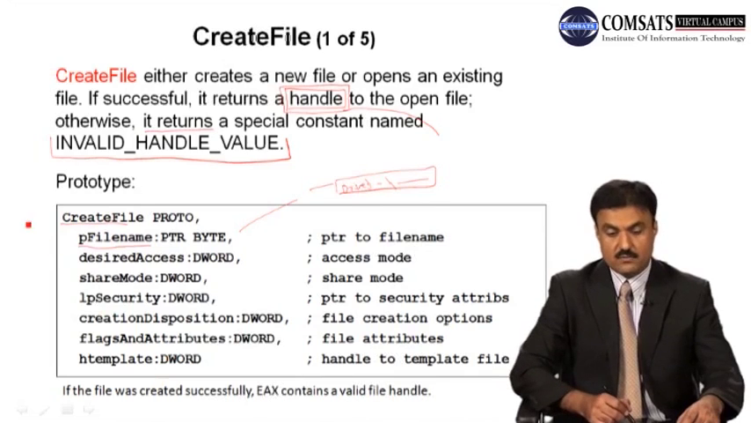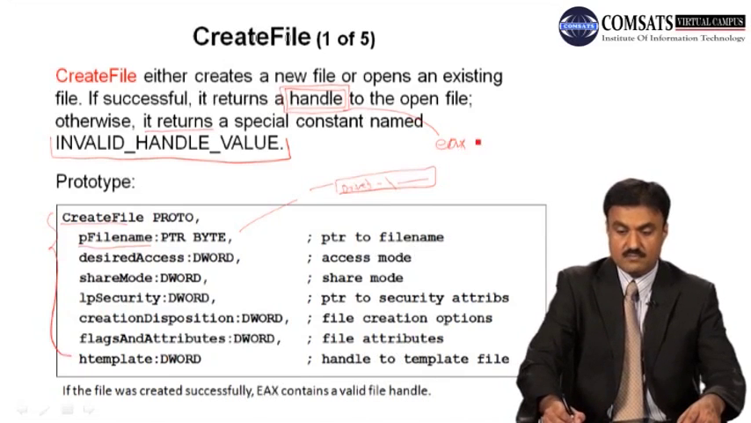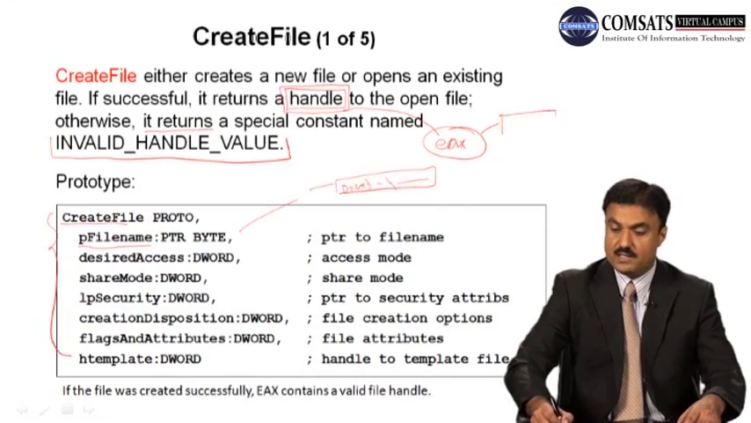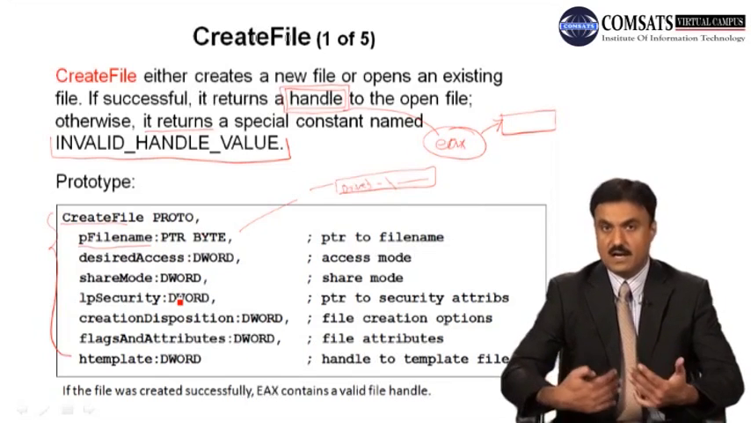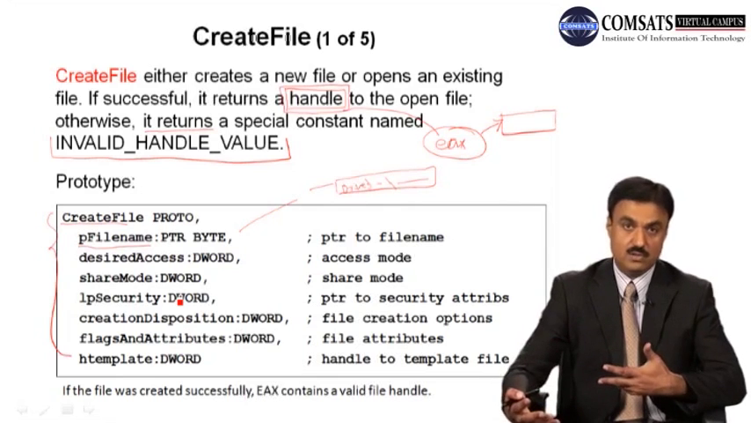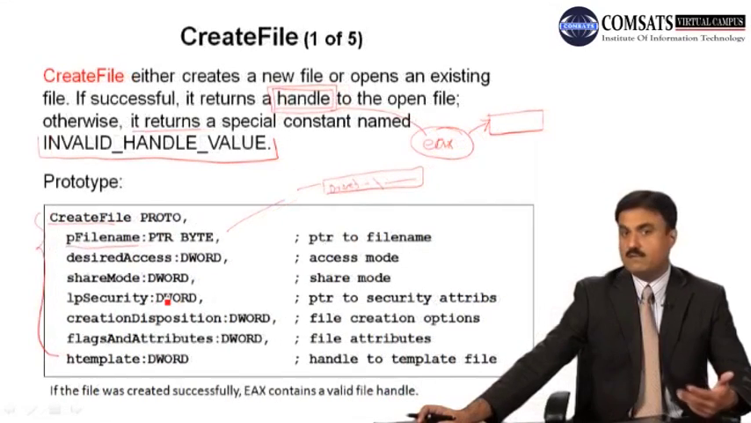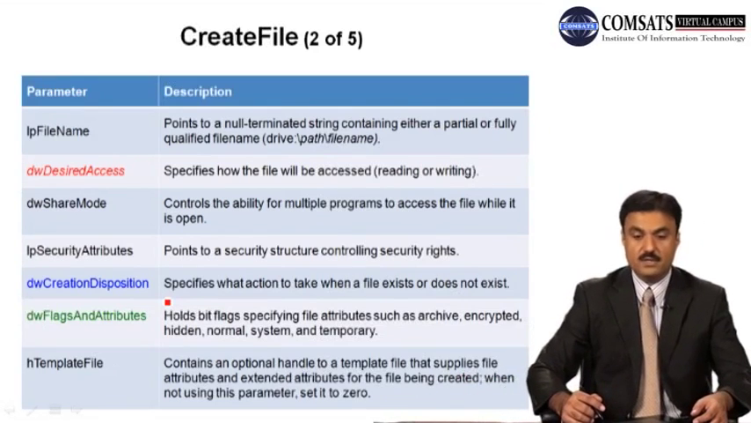However, when this function successfully executes, it will return the handle into the EAX register. So what we do, we just save this one inside a variable somewhere for future use. Whenever we create a file or open a file, we get the handle, and the handle will be saved in a variable, because EAX is always being manipulated by the microprocessor, so we always save it inside the variables for future use.